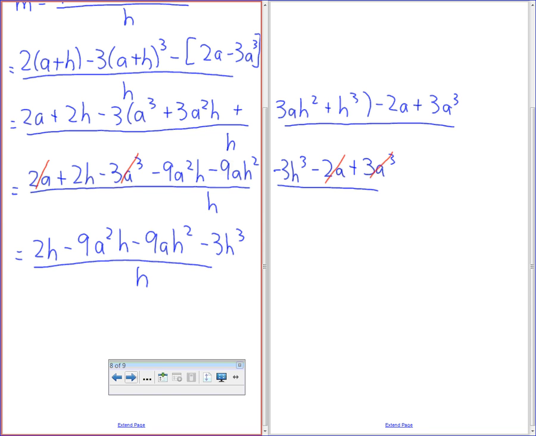Okay, why am I happy? Go ahead. You divide by h, right? The problem is, remember, dividing by 0 is something we don't want. So here we're dividing by h, and we're happy again. So this is going to be then m equals 2 minus 9a squared minus 9ah minus 3h squared. There's my equation.